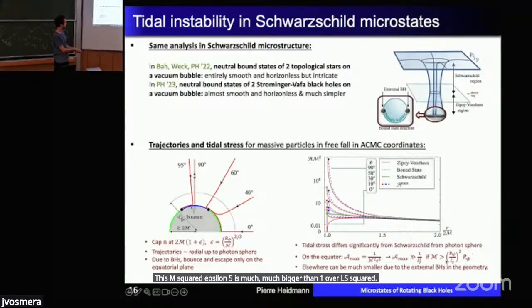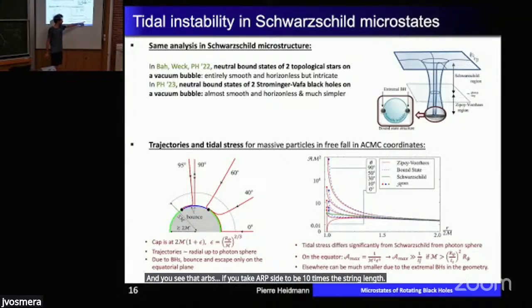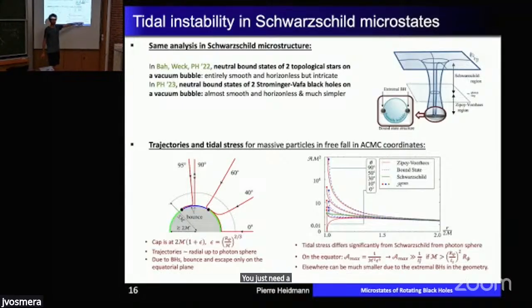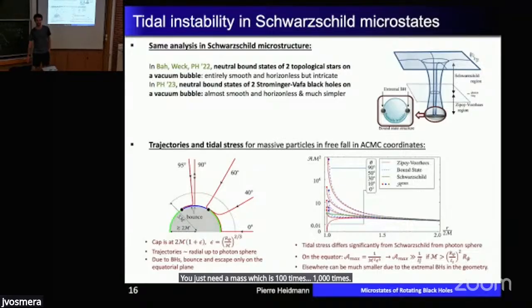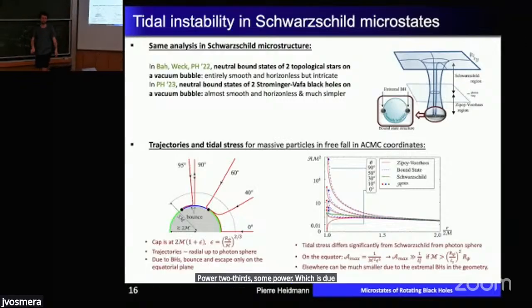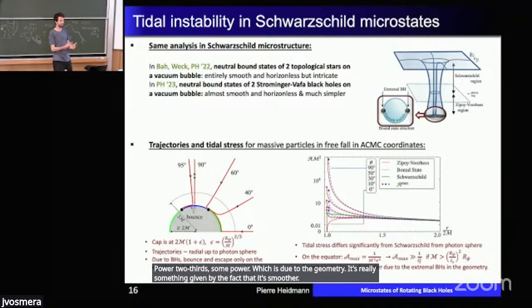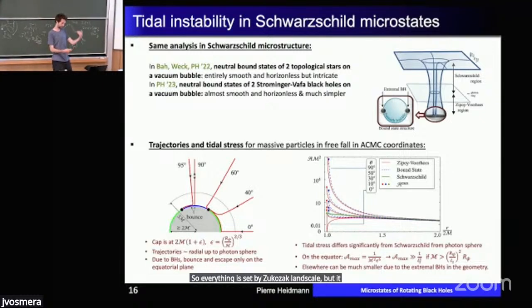And you see that if you take arc psi to be 10 times the string length, you just need a mass which is 100 times 1000. What is epsilon? Epsilon is the Kaluza-Klein scale, which is arc psi over m to some power, 2/3, which is due to the geometry. It's really something given by the fact that it's smooth. So everything is set by the Kaluza-Klein scale, but in such a way that it's still string scale.